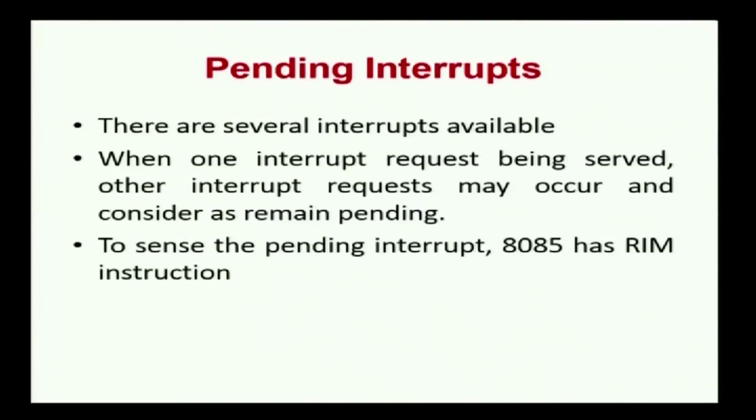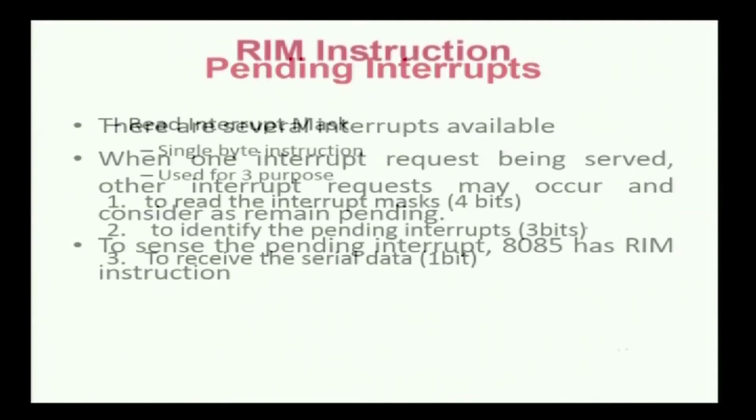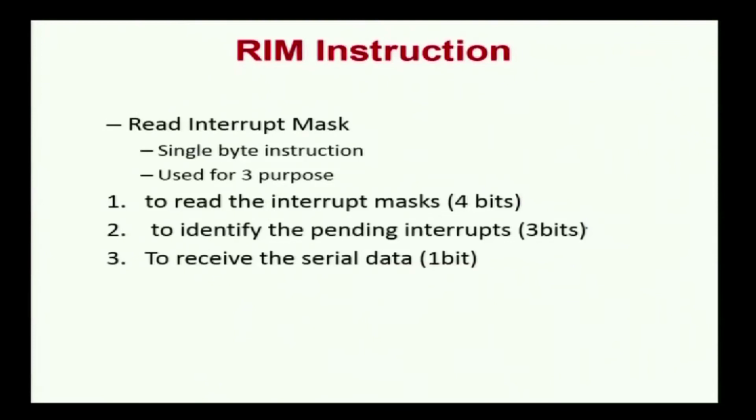So, to know that, we are using the pending interrupts, that is, whether the requested interrupt is accepted and in the queue level or it may not be accepted. To know that, we are using the RIM instruction, which is used mainly for knowing the pending interrupts. RIM is a single byte instruction which is used to read the status of the interrupt levels and also for serial output data, that is, the processor can send the data to the device. So, this is a single byte instruction, mainly used for three purposes.